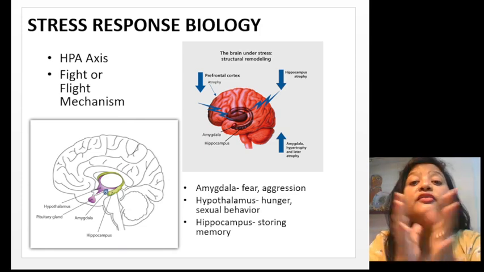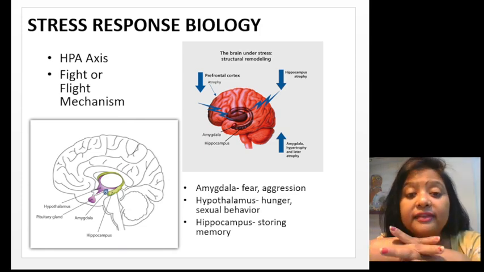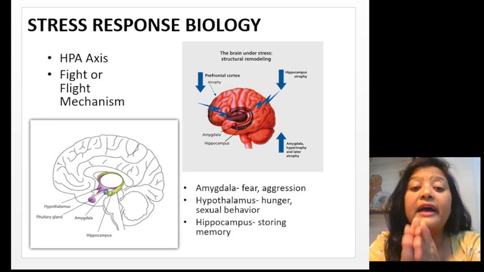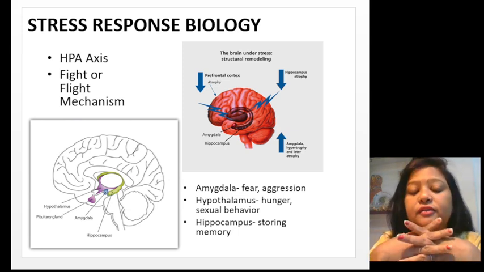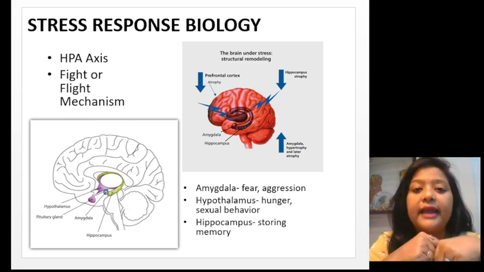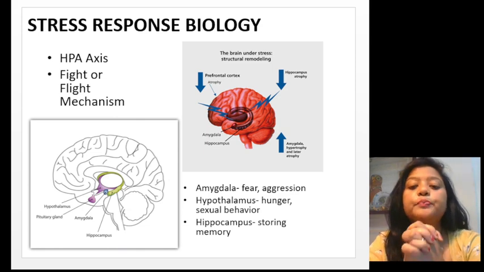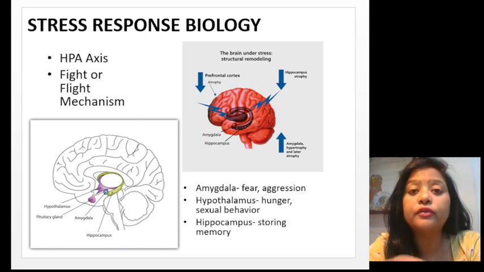Number one, let's talk about stress response biology. In today's class, we'll talk about the HPA axis and the fight or flight mechanism, which is very important because whenever we feel some stress occurring, these things suddenly start acting. So what are they? We will talk about it in the class. Okay. Now, before we go there, I'll just tell you about a few things.